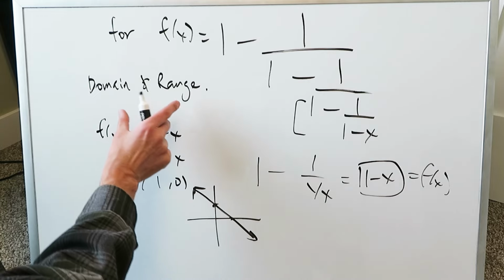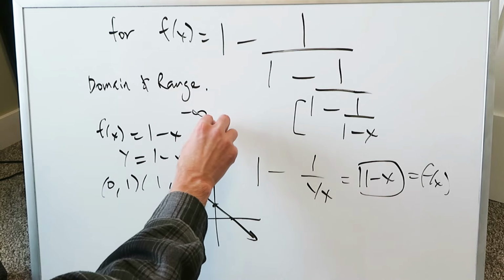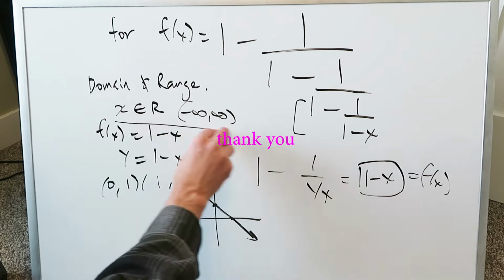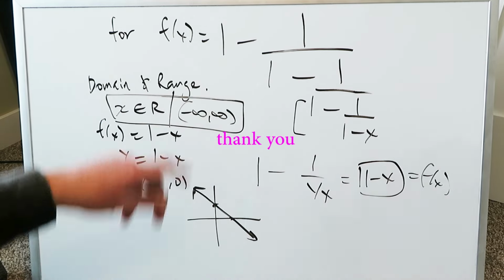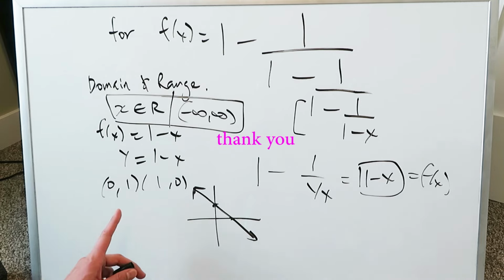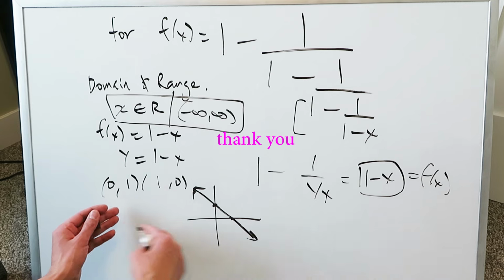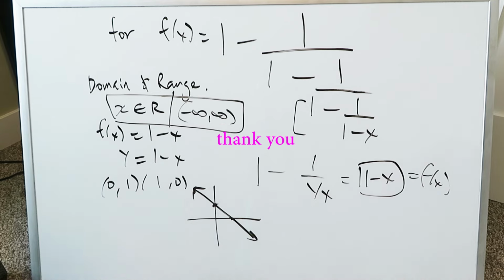The domain and the range in tandem, because they'll be identical, would be minus infinity to infinity. Or you can say x is an element of all real numbers. This right here will represent the domain and the range for this specific function, because it represents a linear function, a straight line. A straight line from left to right is minus infinity to infinity. From down to up is minus infinity to positive infinity, and the question has been solved.